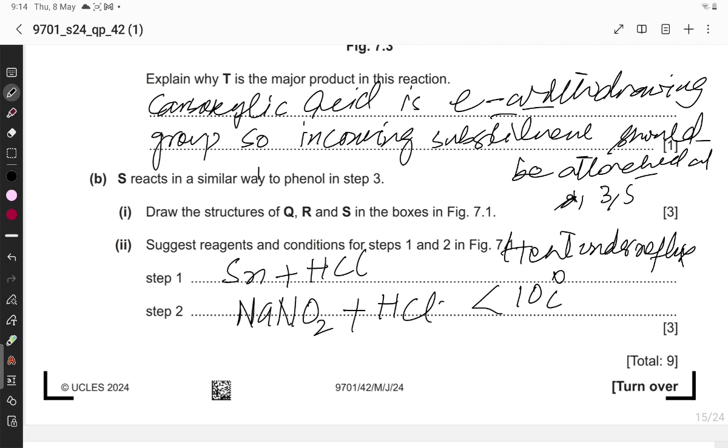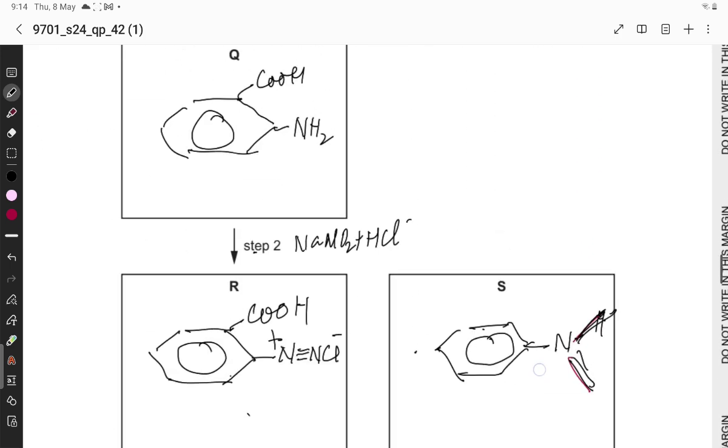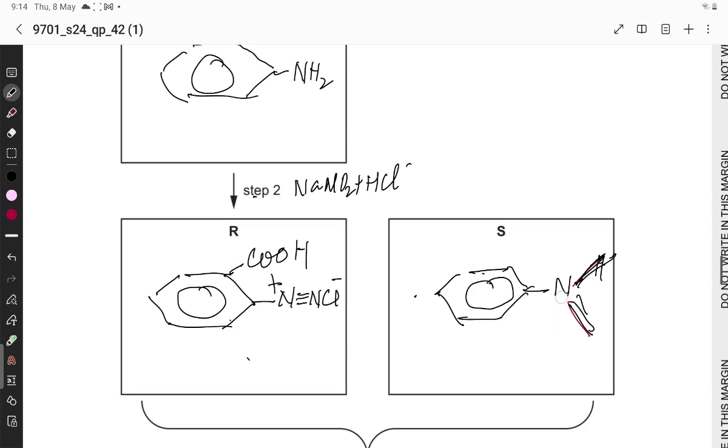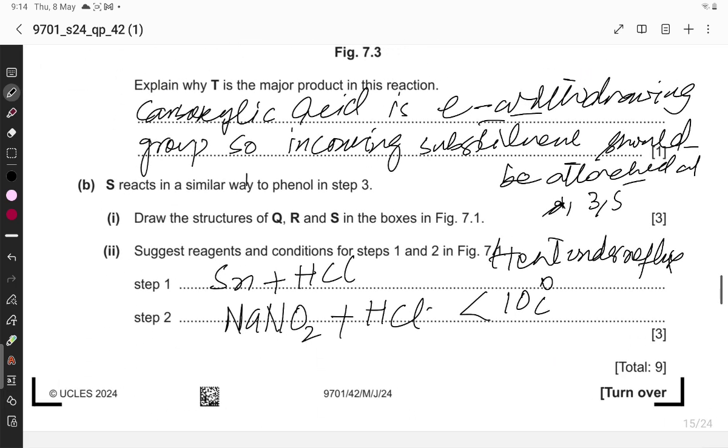Draw the structures of R or S in the boxes in the figure. The structures are already drawn in boxes R and S. Suggest the reagents and conditions for step 1 and step 2 in the figure.